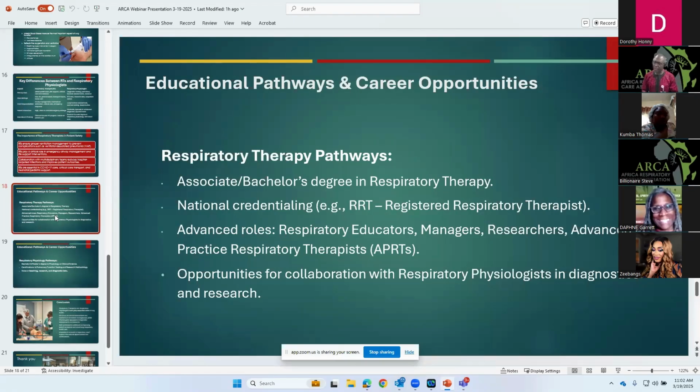But regardless of whatever school they went to, a 2-year school or 4-year school, respiratory therapists have to be credentialed. You have to have a credential that shows that yes, you are now a registered respiratory therapist. There are some advanced roles that are coming up now, such as advanced practice respiratory therapist, where the respiratory therapist functions as a physician assistant. They function under the license of a doctor.